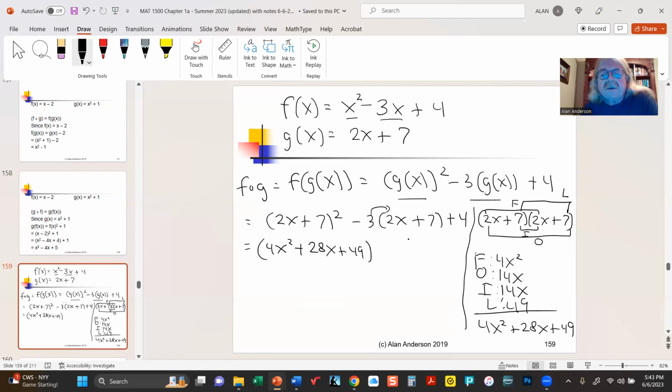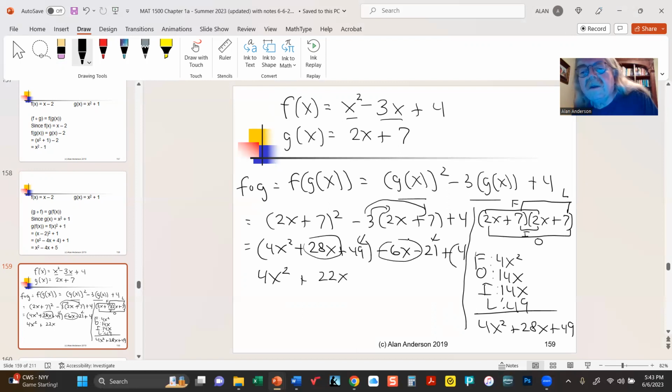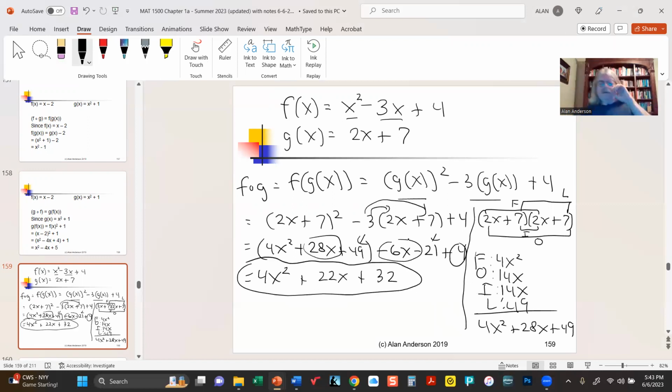Now here I'm going to distribute negative 3 across these two terms, minus 6x, minus 21, and then I have 4 here. So I'll drop the parentheses, and then what I'm going to do is combine the like terms, 28x minus 6x. And then I have 3 constants, 49 minus 21 is 28 plus 4 is 32. So that's all that one was.